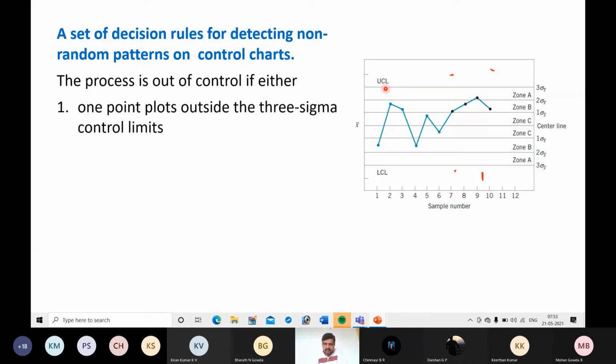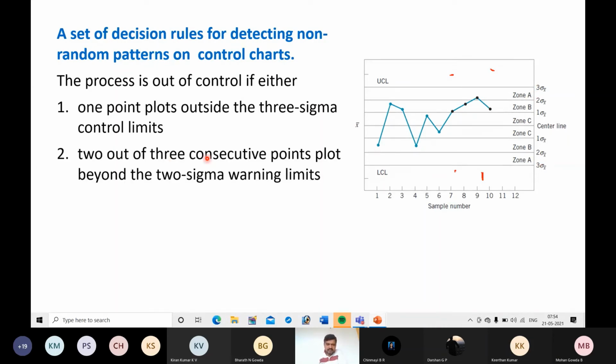So upper control limit and lower control limit are 3 sigma. This is the line representing plus 3 sigma, and this is the line representing minus 3 sigma. Here you can see none of the points is beyond the control limit. All the points are within the 3 sigma limits, so this rule is not applicable for this control chart. We cannot say this is out of control, since all points lie within plus or minus 3 sigma limits.